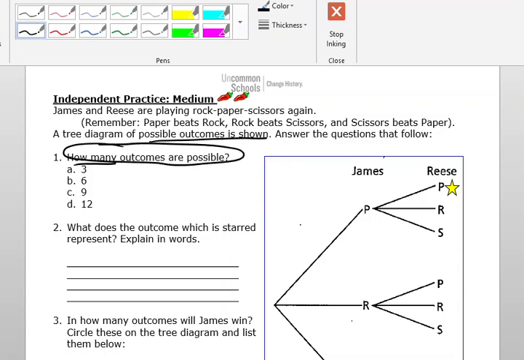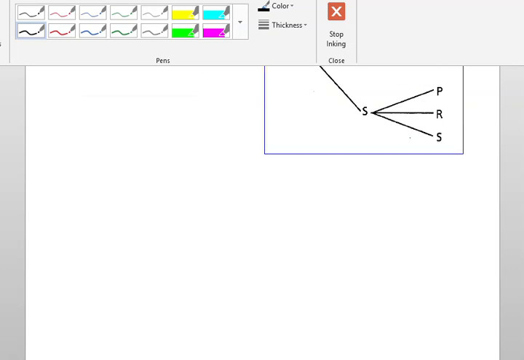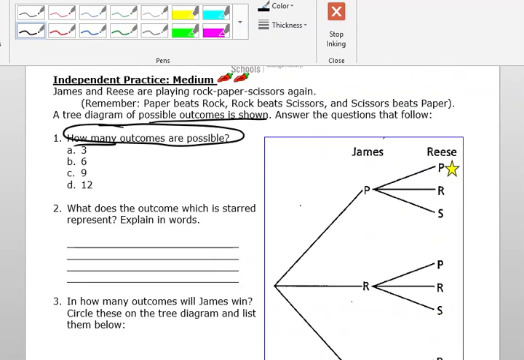And I know that with rock, paper, scissors, each person has 3 possible choices. And so the number of outcomes possible should be 3 times 3, and that would be 9. All right, so it's C, 9. Let me erase that and circle my C.